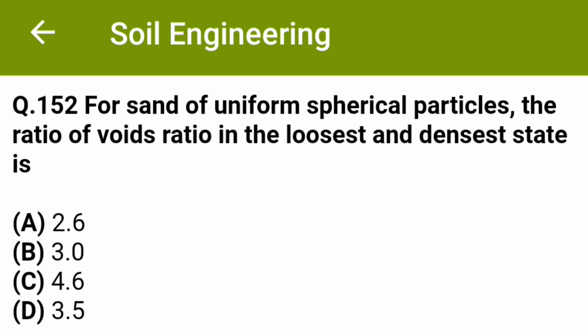For sand of uniform spherical particles, the ratio of voids ratio in the loosest and densest state is option A 2.6, option B 3.0, option C 4.6, option D 3.5. The correct answer is option A 2.6.